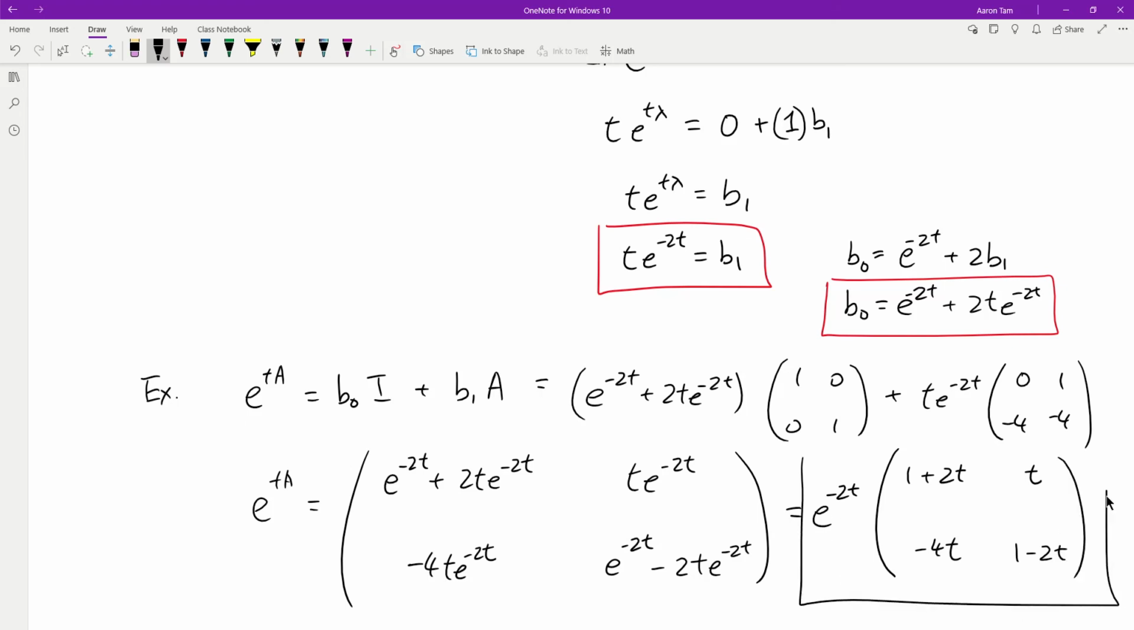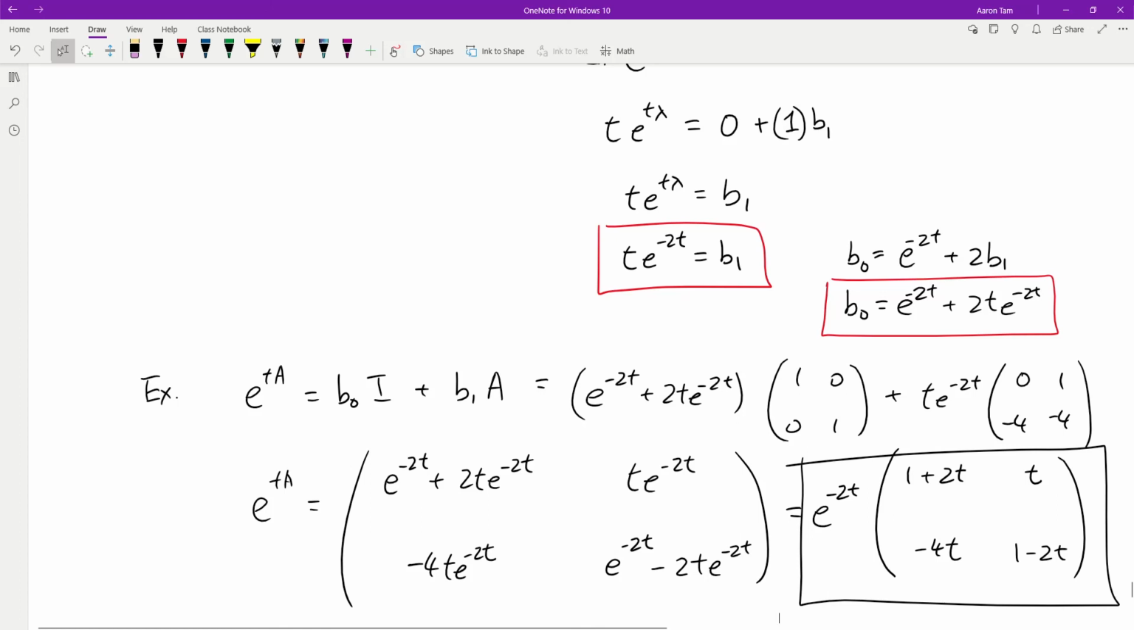So that would be our answer. Alright. So, the last thing I want to show you is the following. The last thing is actually quite neat.